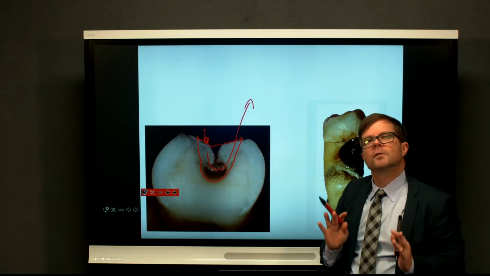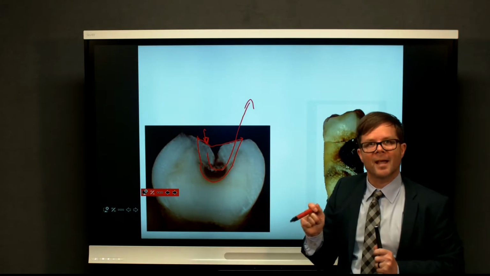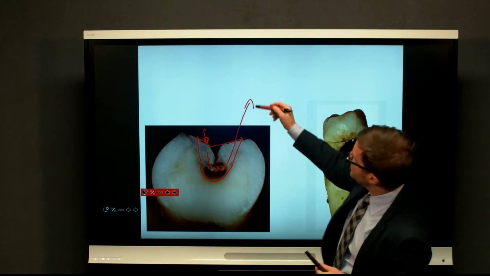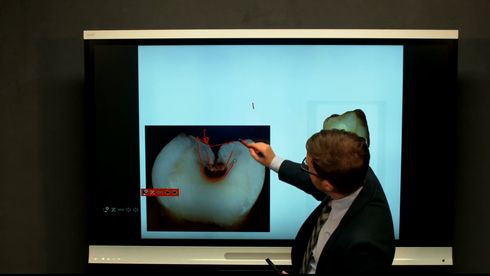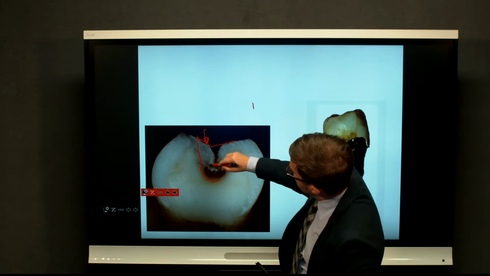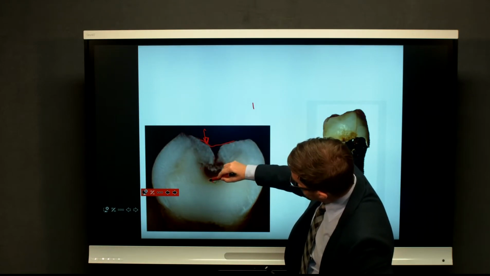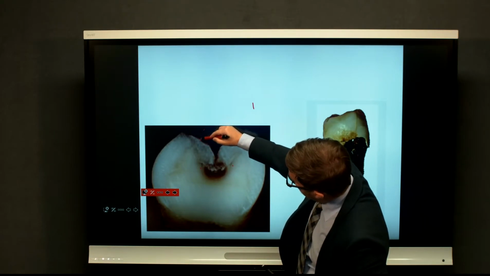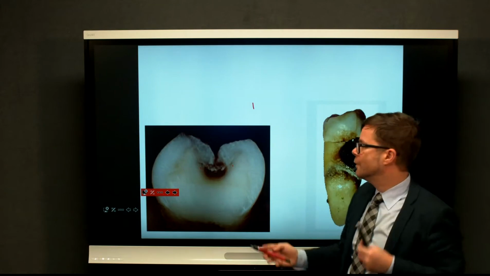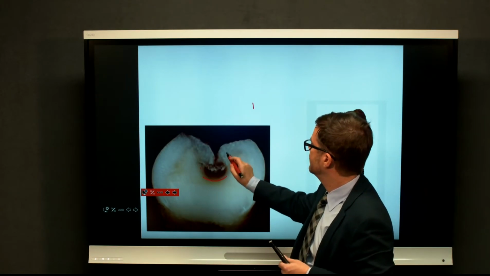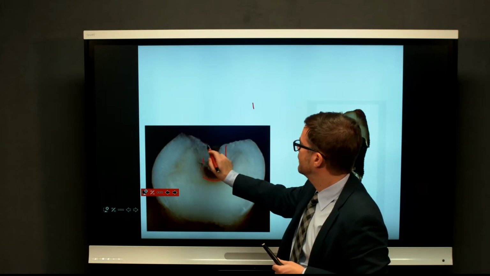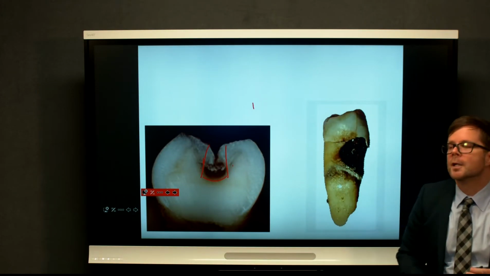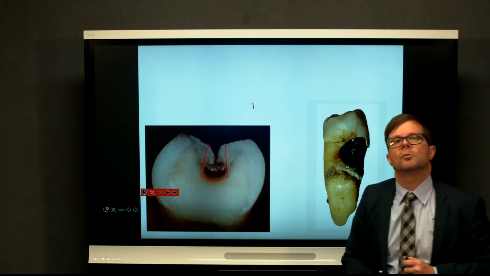So the features of the cavity design which resist that are called resistance form. Okay, so the walls and the floors and their relationship with one another is what gives us both our resistance and our retention form. So slightly convergent walls, or walls that are at right angles to the floor of the cavity, will give us that retention and resistance form. So when you're cutting into a tooth, that's what you want to create.